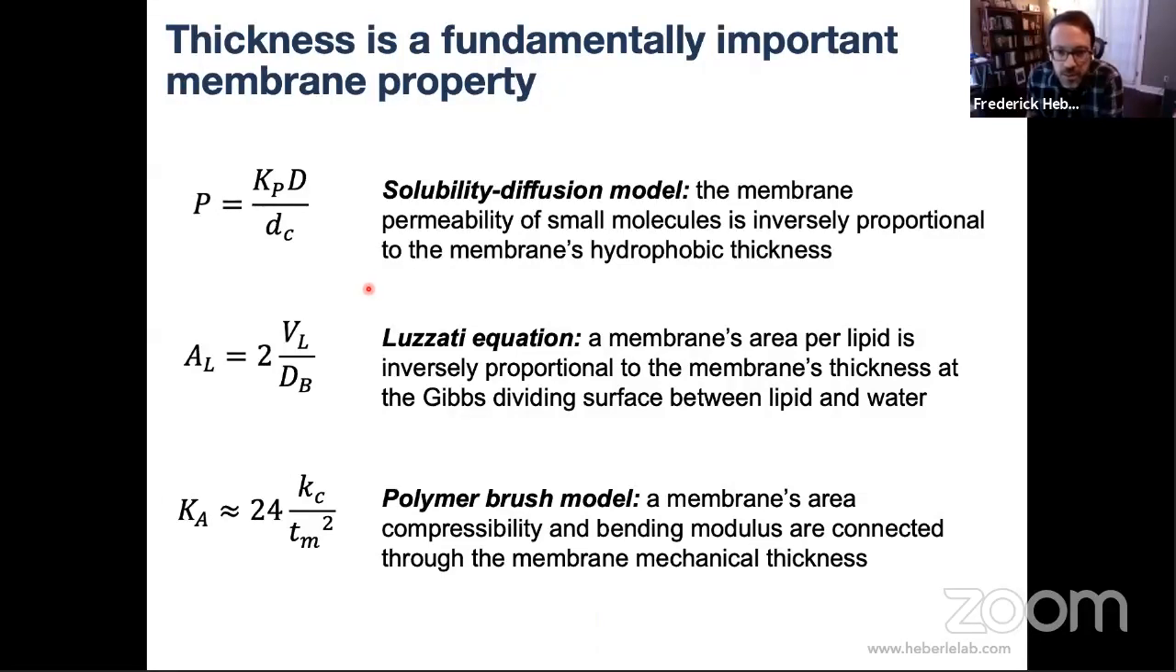And you'll notice that in each of these equations, the appropriate thickness that governs the behavior is different. So in the solubility diffusion model, it's the hydrophobic thickness that governs the permeability. In the Lizotti equation that connects the area per lipid to the volume per lipid, it's the total bilayer thickness that matters. That's defined by the interface between lipid and water. And in the polymer brush model, it's the membrane mechanical thickness that relates the area compressibility and the bending rigidity through this relationship. So 3 examples, but there are many, many more. Bilayer thickness is an important parameter.